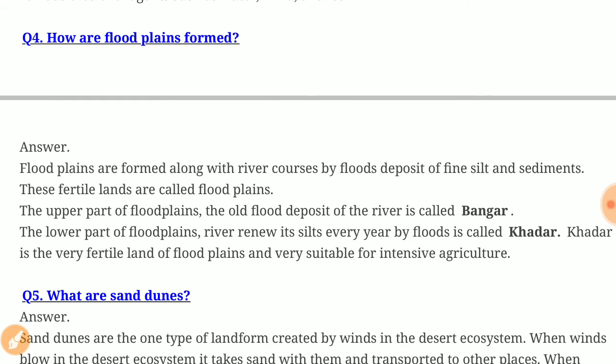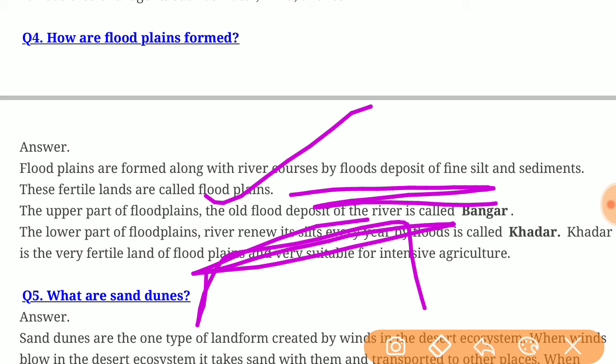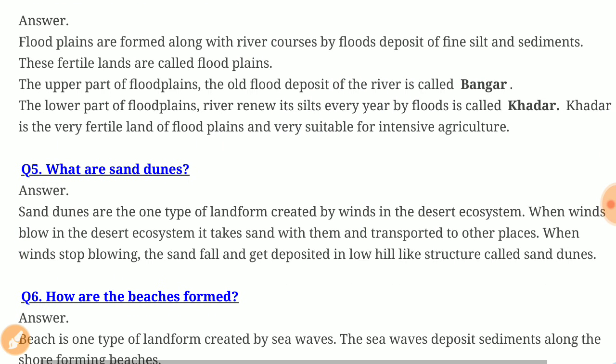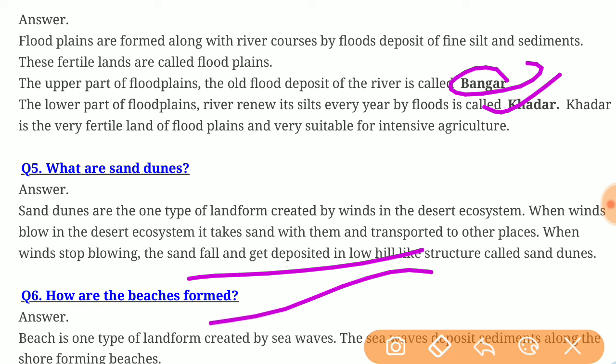How are flood plains formed? Flood plains are formed along the river courses by floods depositing fine silt and sediments. These fertile lands are called flood plains. The upper part of the flood plains, the old deposit of the river, is called Bangar. The lower part of the flood plains, which the river renews itself every year by floods, is known as Khadar, and Khadar is very fertile land of the flood plains and very suitable for intensive agriculture.